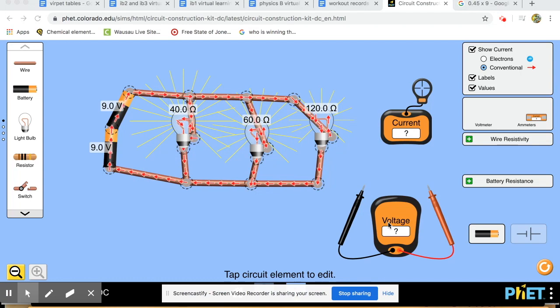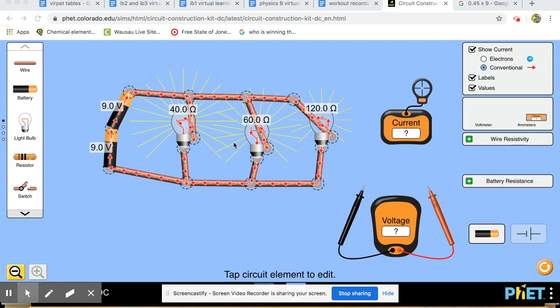Let's try a slightly harder one this time. This is an example of a parallel circuit because it's parallel paths. There's more than one loop that it could take. It could take this loop, it could take this loop, it could take this loop. And these light bulbs have different resistances. This one's 40 ohms, 60 ohms, and 120 ohms. Right off the bat, you know, and there's 2 batteries.